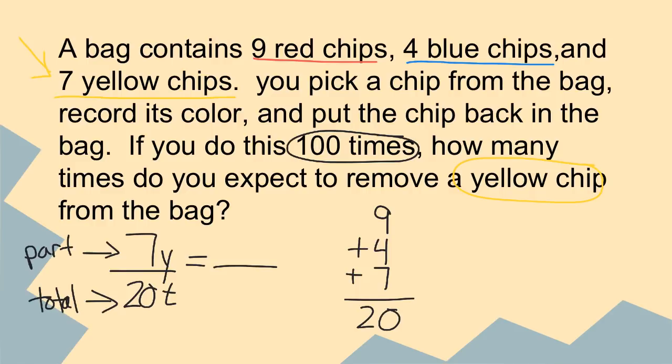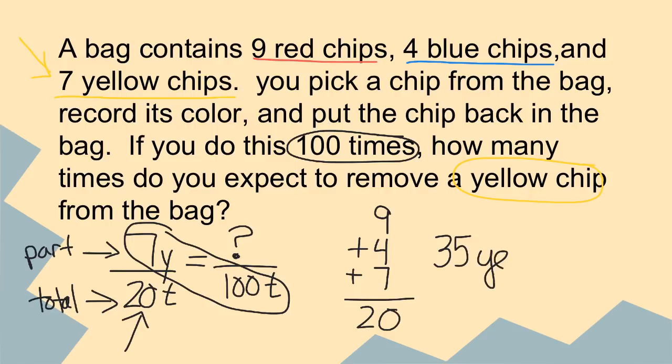I have one other number to deal with, this 100. That tells me how many total times I'm going to do this experiment. My total goes on the bottom, 100 total times, and I want to know how many will be yellow. So I would pick up my calculator, and I would take 7 times 100, and you're doing this with me, divided by 20, and it looks like I would expect, or I would predict based on this sample, that there would be 35 yellow chips pulled in 100 of these experiments.